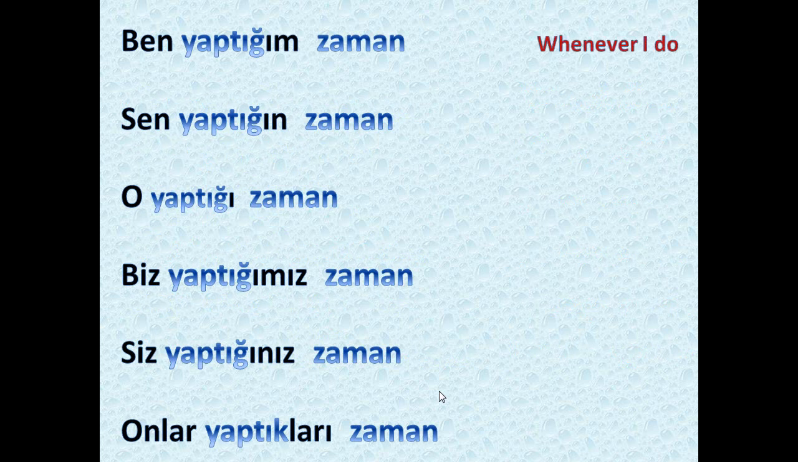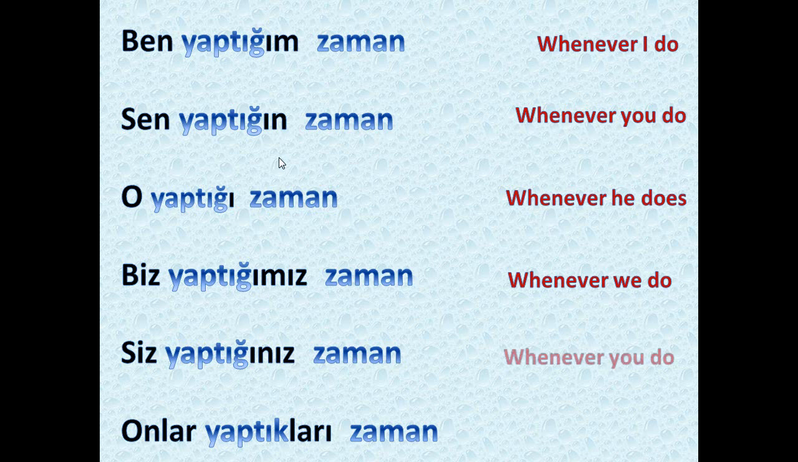Ben yaptığım zaman, whenever I do. Here, through my experience in Turkish society, I think they tend to have a meaning of whenever when they use zaman in this combination. So I prefer to translate it like this. Through time, you will understand that it is really this way. Okay, sen yaptığın zaman is whenever you do. O yaptığı zaman, whenever he does. Biz yaptığımız zaman, whenever we do. Siz yaptığınız zaman, whenever you do. Onlar yaptıkları zaman, whenever they do.